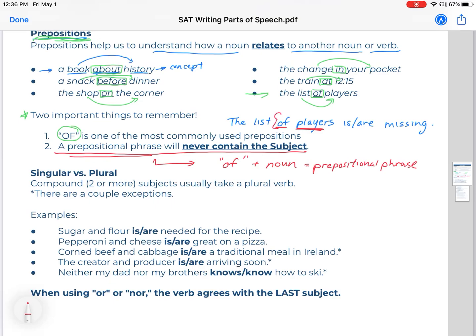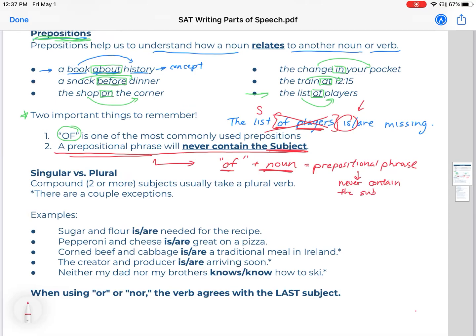And what we can do with of players is actually completely ignore it. Okay? Because it will never contain the subject, we don't even take that into consideration when we're trying to decide which verb we want to use. So because of players is not going to contain my subject, it's the prepositional phrase, my subject then is list. And because list is singular, my verb is going to be is. So the recap here is that a prepositional phrase will always begin with a preposition such as of plus another noun. These prepositional phrases never contain the subject.